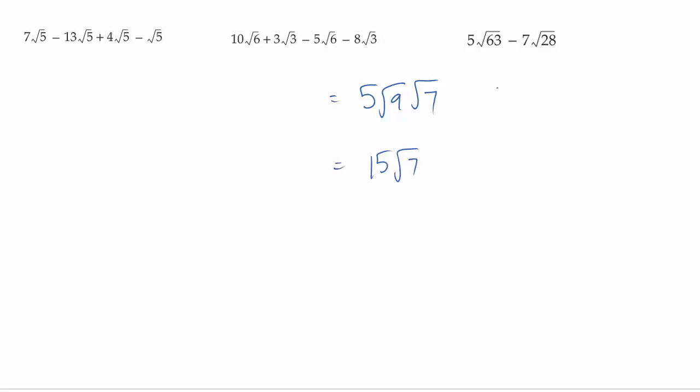And then our 28 is also the same as 4 times root 7, the square root of 4 being 2, 2 times 7 being 14, and 15 minus 14 is 1, so the answer is simply root 7. Again, put it all in the calculator, check that you got it right.